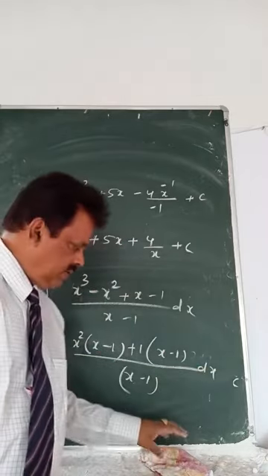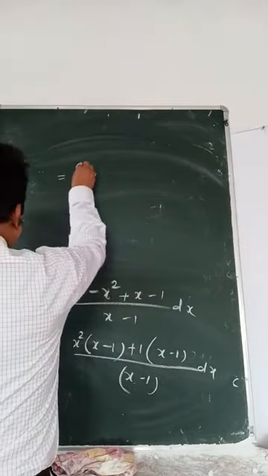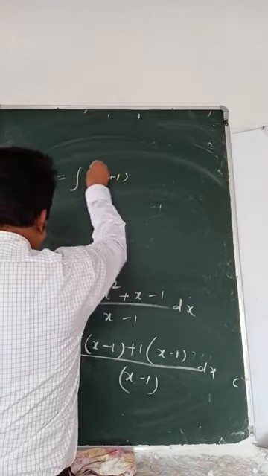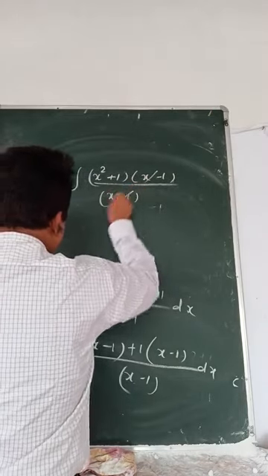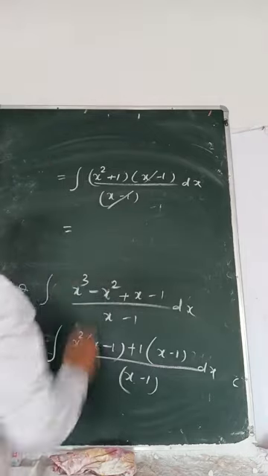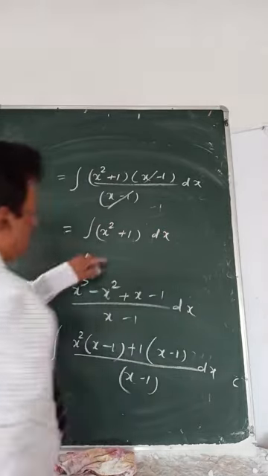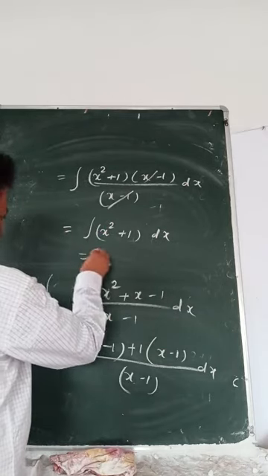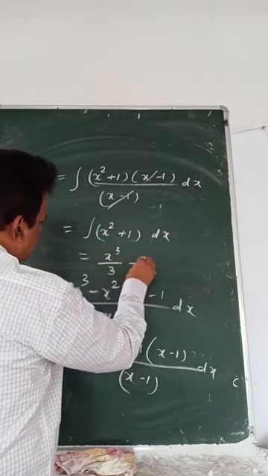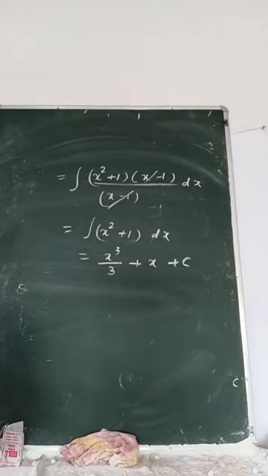Got it? Now, in the simplification, x square plus 1 common, x minus 1 by x minus 1. Now we can cancel it. Now the integration of x square plus 1 dx. Let's write it directly: x to the power 2, 2 plus 1 will be 3, so x cube by 3. The integral of 1 dx is x, then a constant. Okay. Then see some more questions on this.